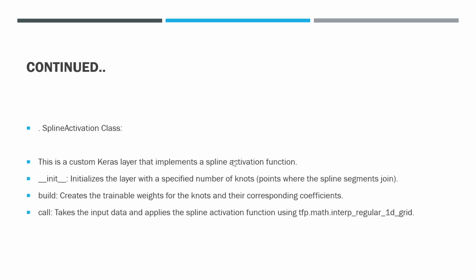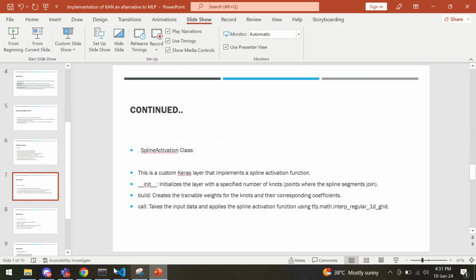Okay. Now the spline activation function. This is a custom layer that implements the spline activation function. INIT initializes the layer with a specified number of knots, the points where the spline segments join. So we are considering the spline activation function. What happens is that these points are knots where the spline segments are joining. Build creates the trainable weights for the knots and the corresponding coefficients, and in the call we take the input data and apply the spline activation function using the tfp.math.interpolation regular 1D grid.